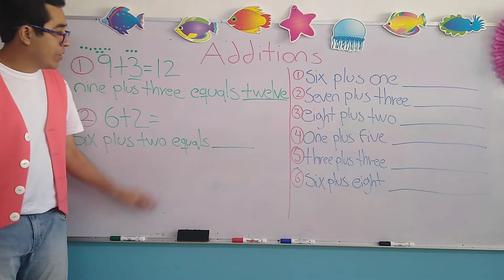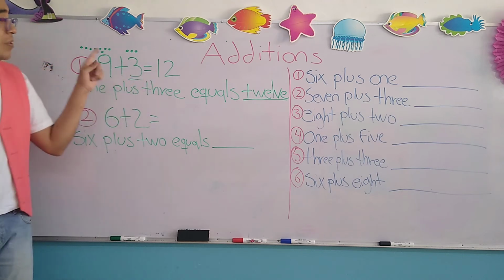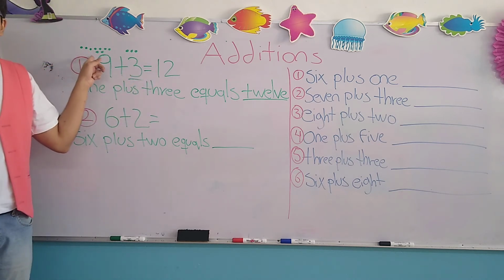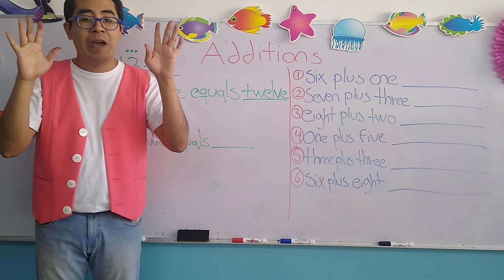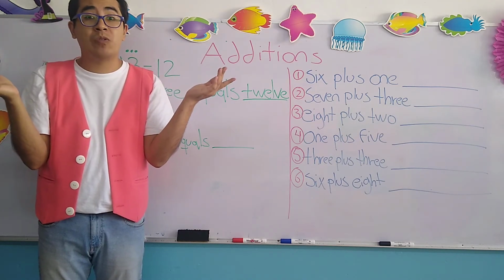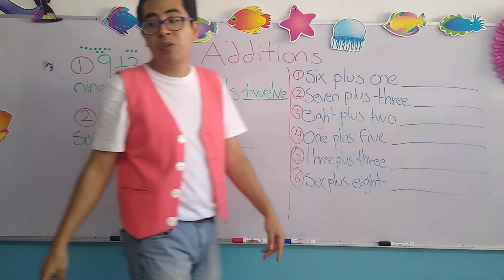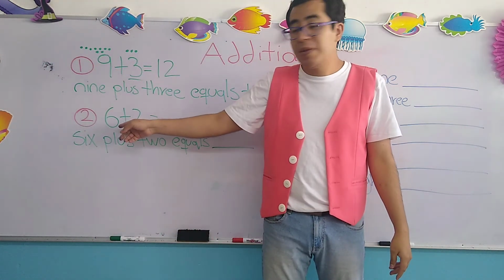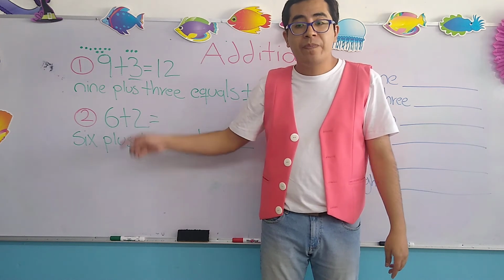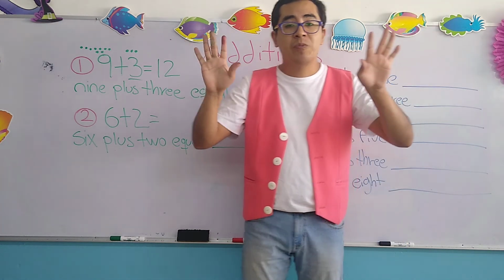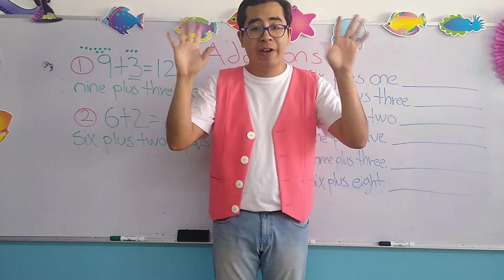Now remember, this type of addition and this type of dots is when we can't use the hands, okay? Now what happens if we can't use the hands? Just like number 2, just like the second example. It says 6 plus 2. Now remember, for this we have to use both of our hands.